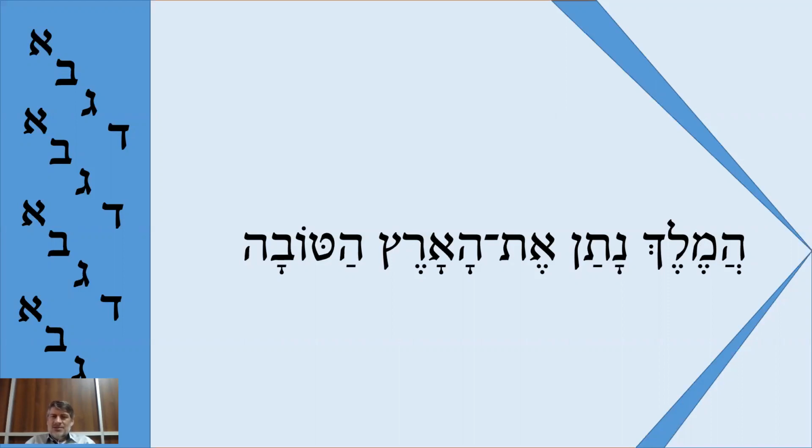How can we translate this one? Did the king give the good land? Yes, yes. Did the king? So in this case, it is an interrogative particle. And we need to translate it as, did the king, or did a king in this case, give the good land? Okay.